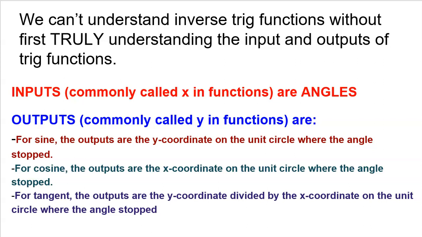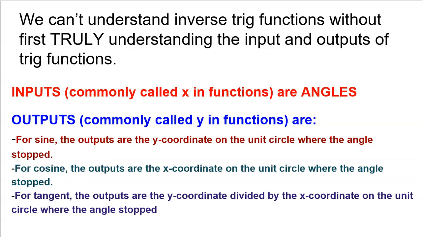For cosine, the outputs are the x coordinates on the unit circle where the angle stopped. So you find where the angle you plugged in as the input stopped, you look at the x coordinate, and that is your cosine output. For tangent, the outputs are the y coordinate divided by the x coordinate on the unit circle where the angle stopped.